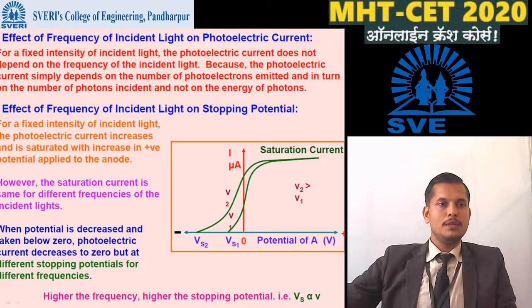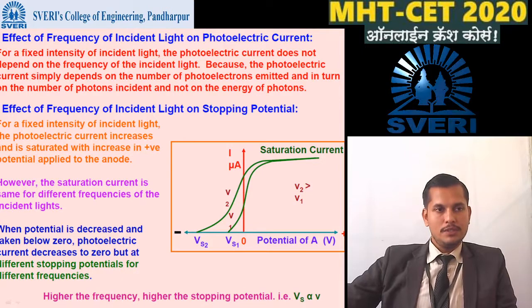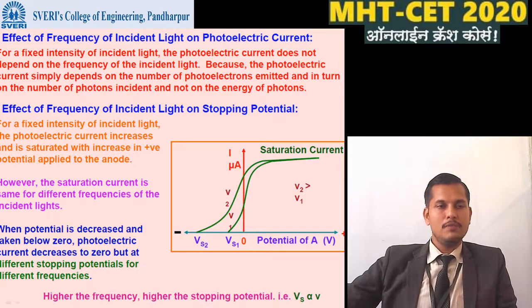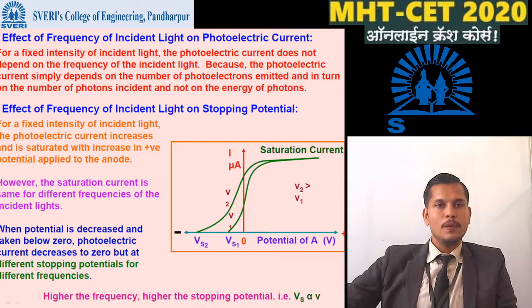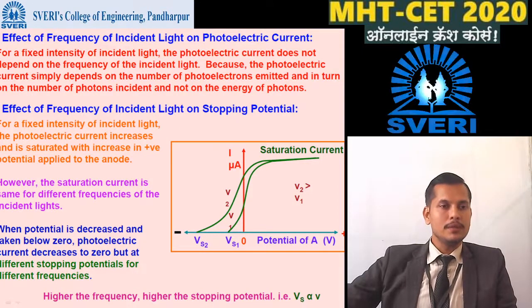So in case of frequency changes for a fixed intensity, when we are keeping intensity fixed, the photoelectric current does not depend on the frequency of the incident light, because photoelectric current simply depends on the number of photoelectrons emitted.